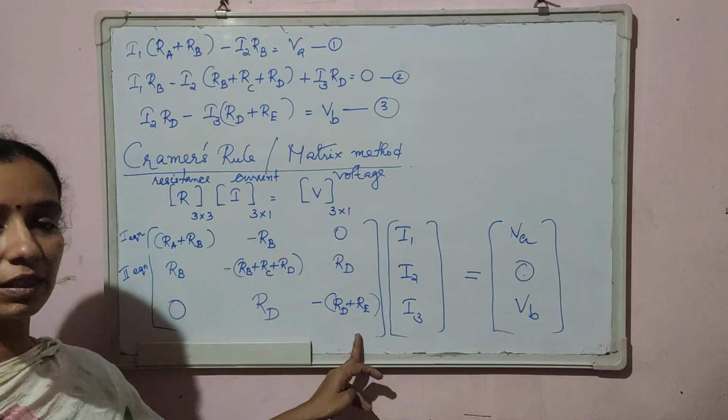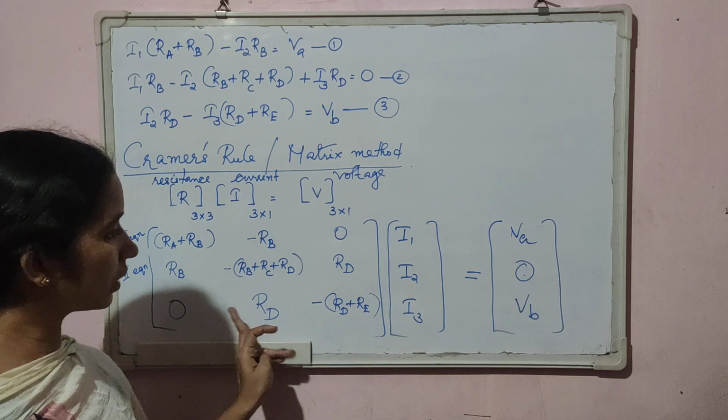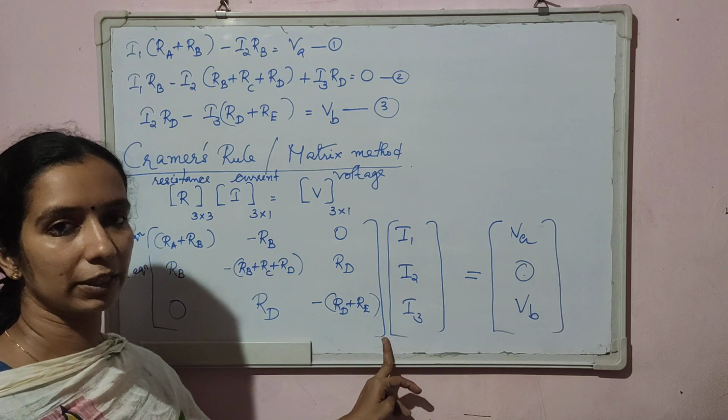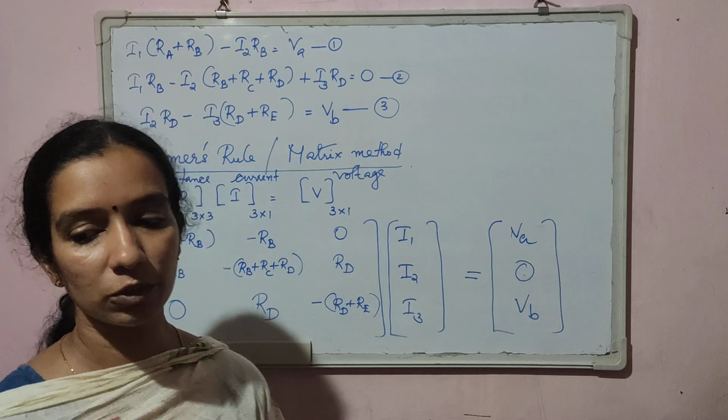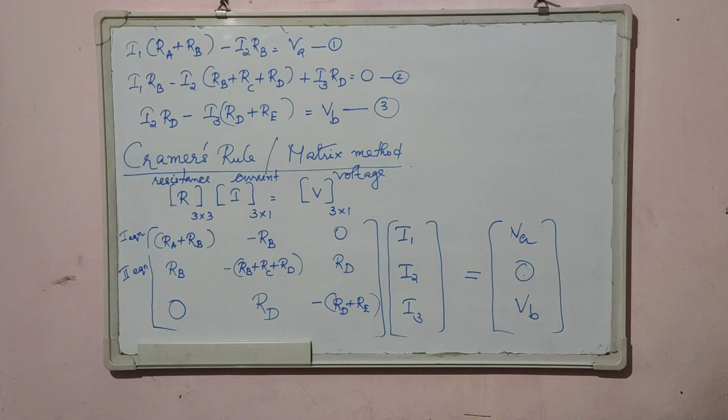So we know that if there are 3 loops, the resistance matrix is of order 3 by 3. The current matrix is of order 3 by 1. And the voltage matrix is of order 3 by 1. So let us write the equation in a general way.